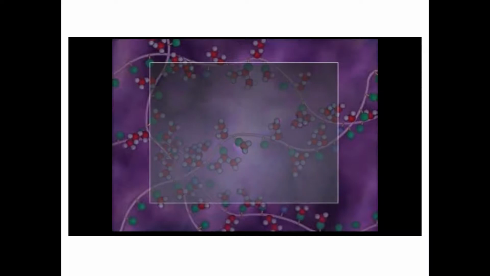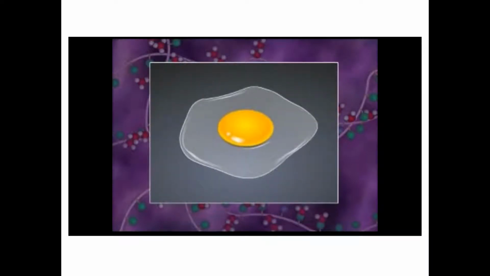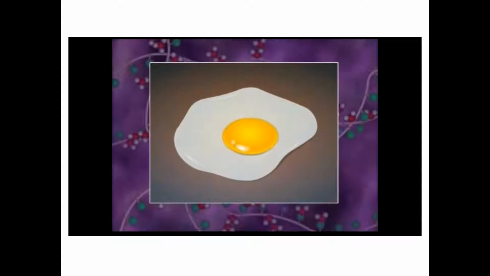One example of the consequences of unfolding and reassociating protein molecules is coagulation of egg white. Frying an egg is no more complicated than denaturing the egg white protein. The assembly of irreversibly denatured protein molecules results in formation of a solid gel.